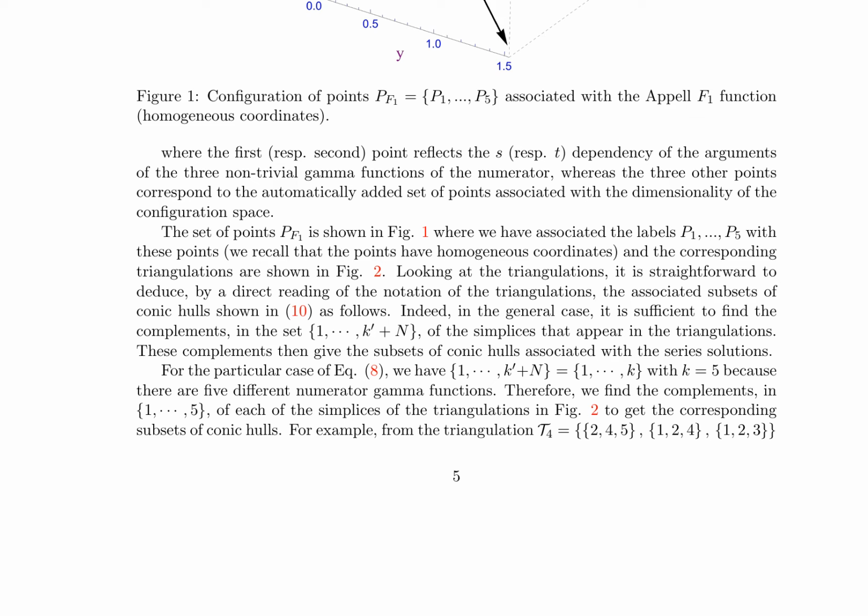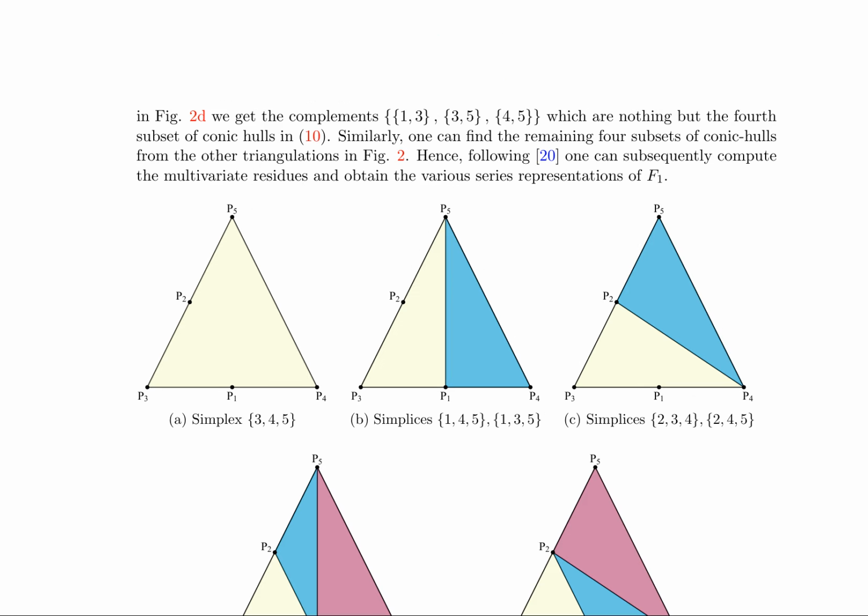This analysis demonstrates the utility of geometric representations and triangulations in understanding the configuration space of the Appell F1 function, providing insight into the structure of its series solutions. This approach may have broader implications for the study of multivariable hypergeometric functions and their applications in various fields of mathematics and physics. The computation of multivariate residues and series representations of F1 is achieved through the utilization of conic hulls and triangulations. 5 regular triangulations of the configuration of points P_F1 are illustrated in figure 2, corresponding to distinct subsets of conic hulls.